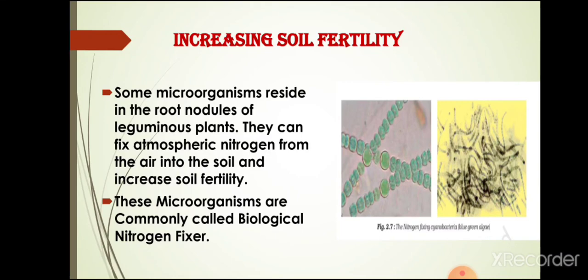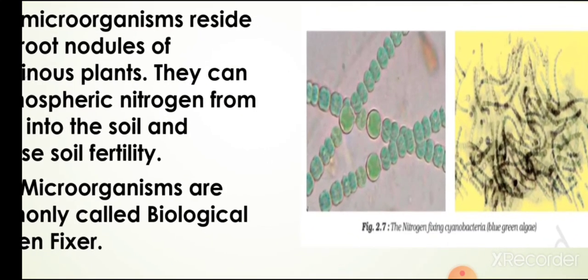Students, you already studied in 6th and 7th standard that plants cannot take nitrogen directly from the atmosphere. So there are some microorganisms, like bacteria or blue-green algae, which reside in the root nodules of leguminous plants, and they help in fixing the atmospheric nitrogen from the air into the soil, and in this way they increase the fertility of the soil. These microbes are commonly called biological nitrogen fixers. You can see here the image of blue-green algae which help in nitrogen fixation.